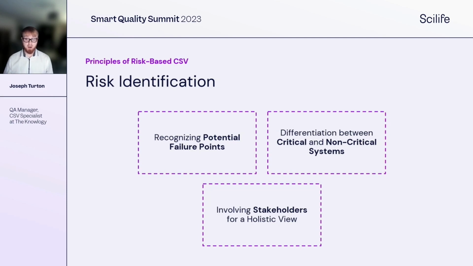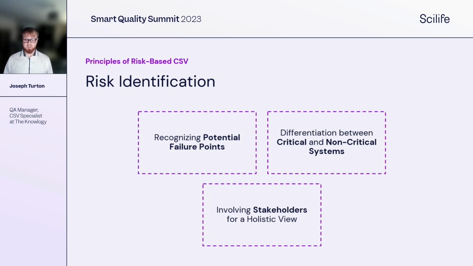Not all systems are created equally. Some are critical, some directly impact the product quality or patient safety, while others, though important, might not have the same immediate implications. Recognizing this distinction lets us prioritize our validation efforts, ensuring that the highest risk areas are addressed first. It's a matter of channeling our resources where they're needed the most. You can break this down even further into critical and non-critical requirements for a system, which can allow you to focus your testing even further.